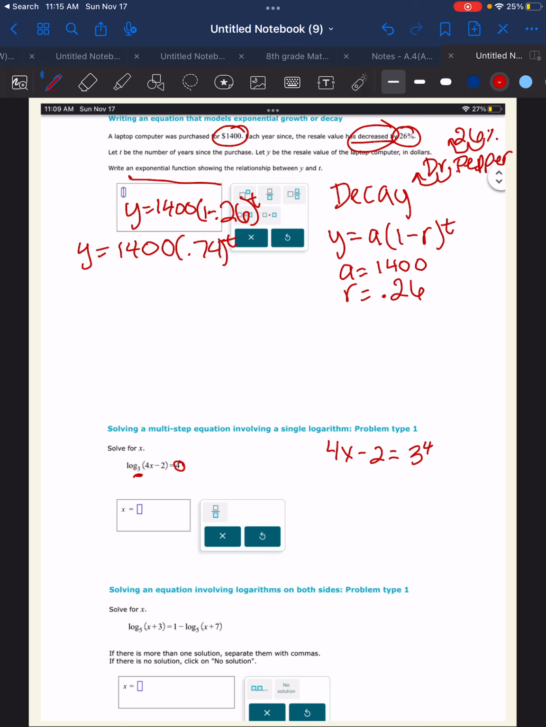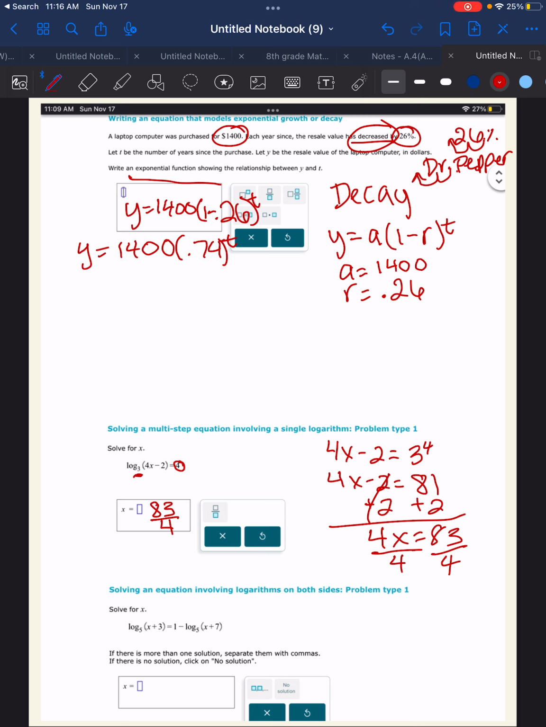All right, so then we're just going to solve this like regular. 4x minus 2 equals 3 to the power of 4, which is 81, because that's like saying 3 times 3 times 3 times 3. I want x by itself, so I'm just going to continue on. I still need x by itself, so that means I need to divide by 4. 83 over 4 does not simplify, so I'm going to leave it as is. We're going to move on to number 3.